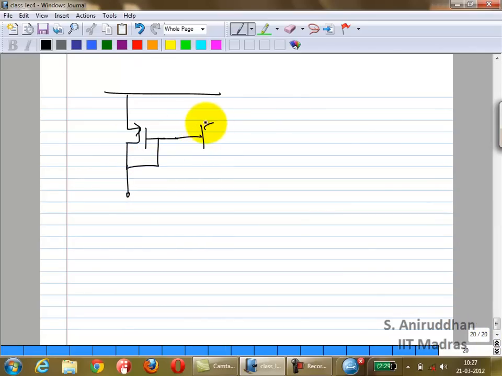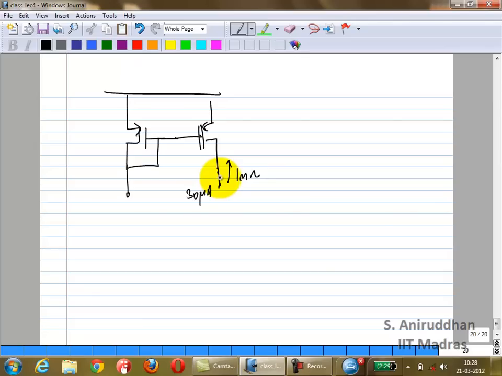So we started off with something like this, with an active load, right? What is the advantage of the active load? Fundamentally, you get a very large output impedance for a very low voltage compliance, right? So let's say you wanted 1 mega ohm, and let's say the current was some 30 microamps. How much voltage would you need if you had a resistor? You'd need 30 volts. Okay?